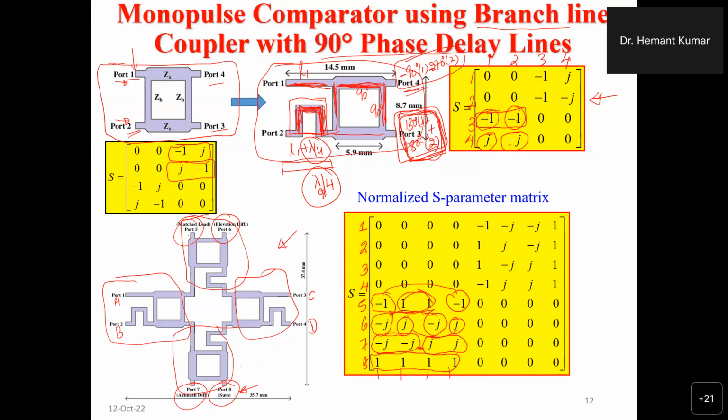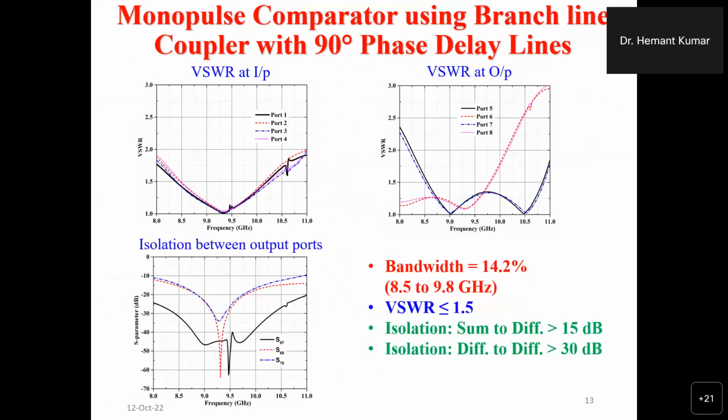But the disadvantage of using this branch line coupler is that because we are adding a 90-degree phase delay line, somehow it will limit the bandwidth of our monopulse comparator, because we are using a lambda by 4 delay line as well, right? So it will limit our bandwidth. These are the results at different ports. This is the VSWR plot at the input ports, we are assuming 1 to 4, and this is the VSWR plot for the output ports, we are assuming 5 to 8.